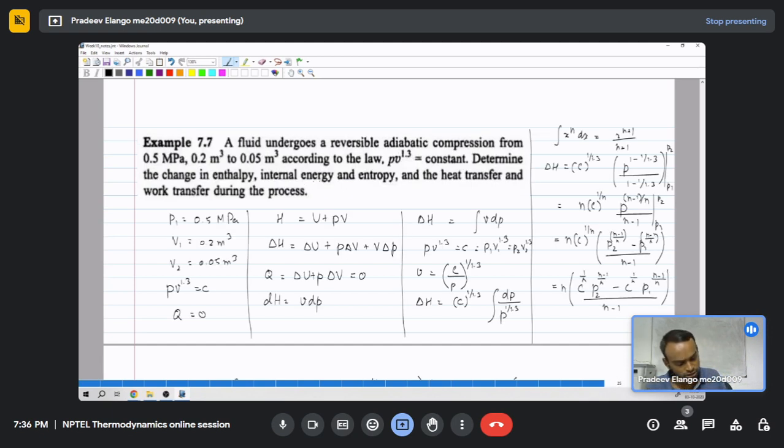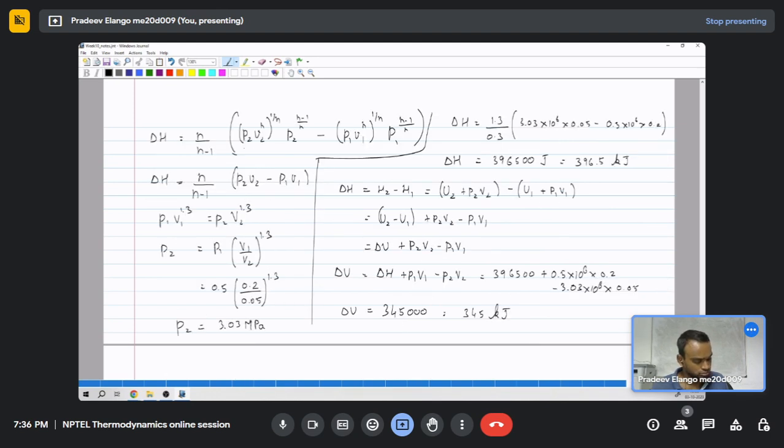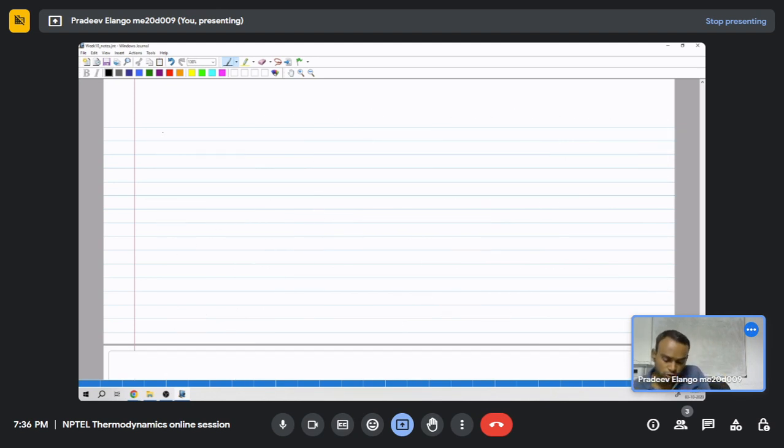Next we need to calculate the change in entropy, heat transfer, and work transfer. So now we know Q is equal to delta U plus W, and they have already mentioned that there is no heat transfer, and this is also given as TdS, so this means change in entropy is also 0. Now from this expression we will have W is equal to minus delta U, and that will be minus 345 kJ.